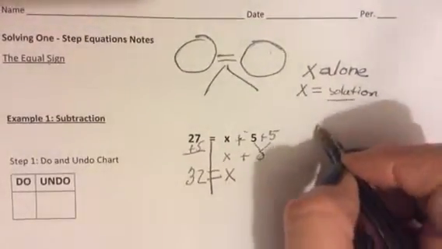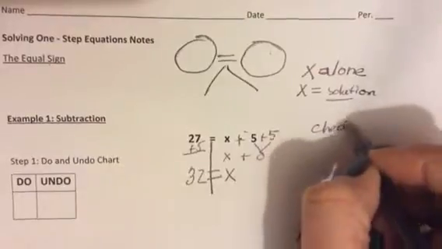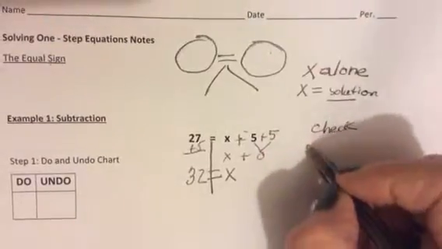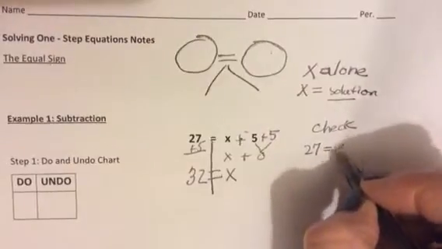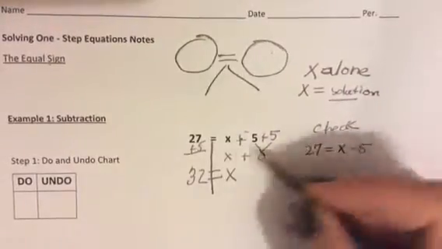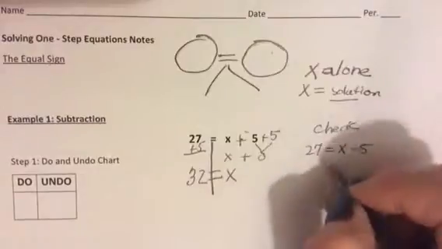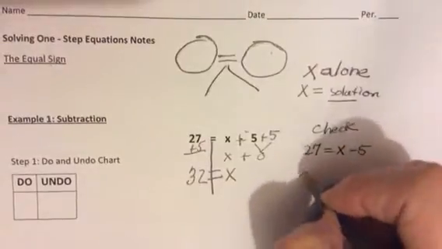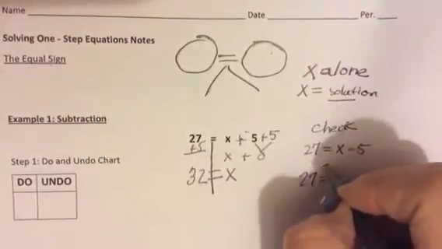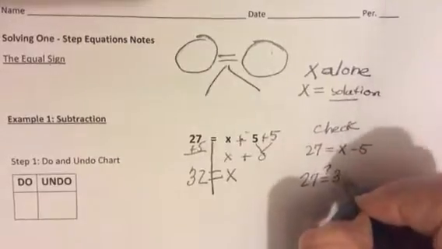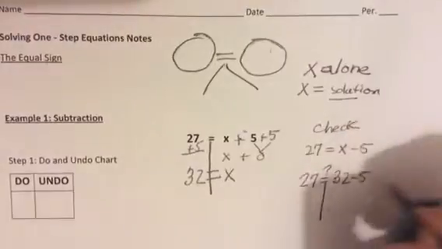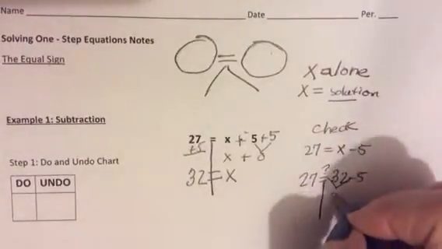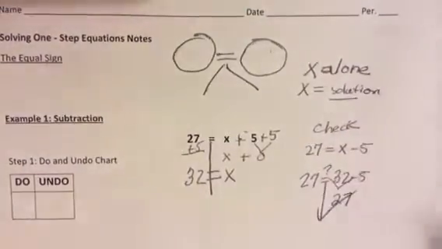So to check that, it's always a good idea to check. Then we're going to take our original equation, 27 equals x minus 5. And we're going to put 32 in for x. And we're going to see, are both sides really equal? So we have 32 minus 5. This side is 27. 32 minus 5 is also 27, so it checks.